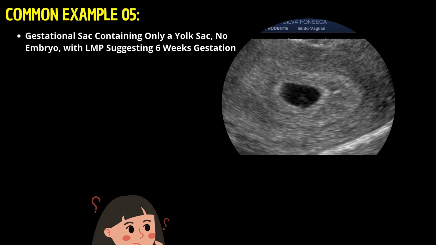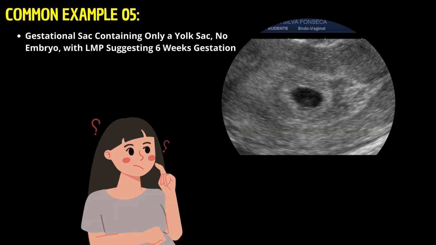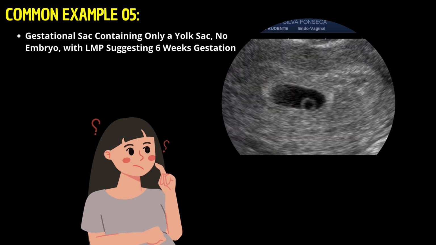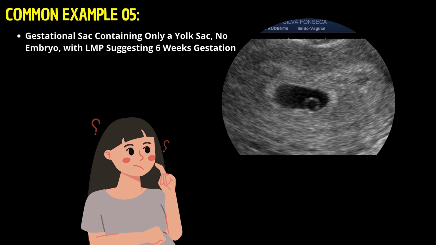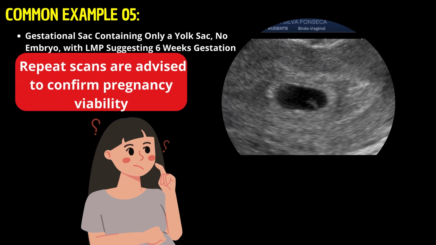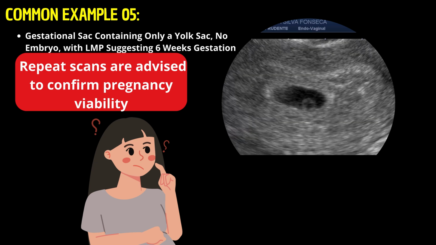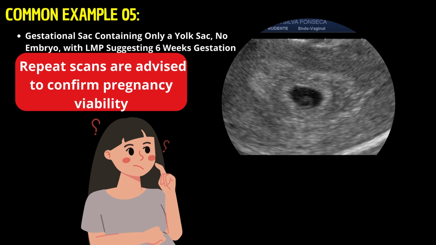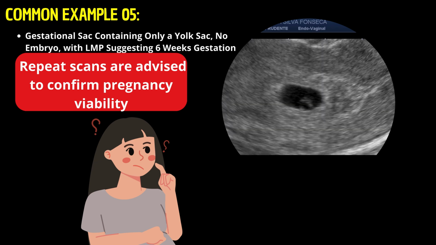Fifth common example. Gestational sac containing only a yolk sac, no embryo, with LMP suggesting 6 weeks gestation. It's highly likely that the LMP overestimated the gestational age, and the pregnancy may actually be closer to 4 or 5 weeks. Repeat scans are advised to confirm pregnancy viability.